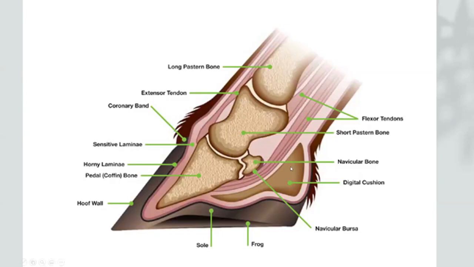So anybody know what's the function of the digital cushion in the foot? Doesn't it kind of just add cushion and support and help prevent inflammation with the deep digital flexor as it moves around the bones? Awesome. So it is exactly what it says. It's a cushion to the digit. So it provides protection from concussion.